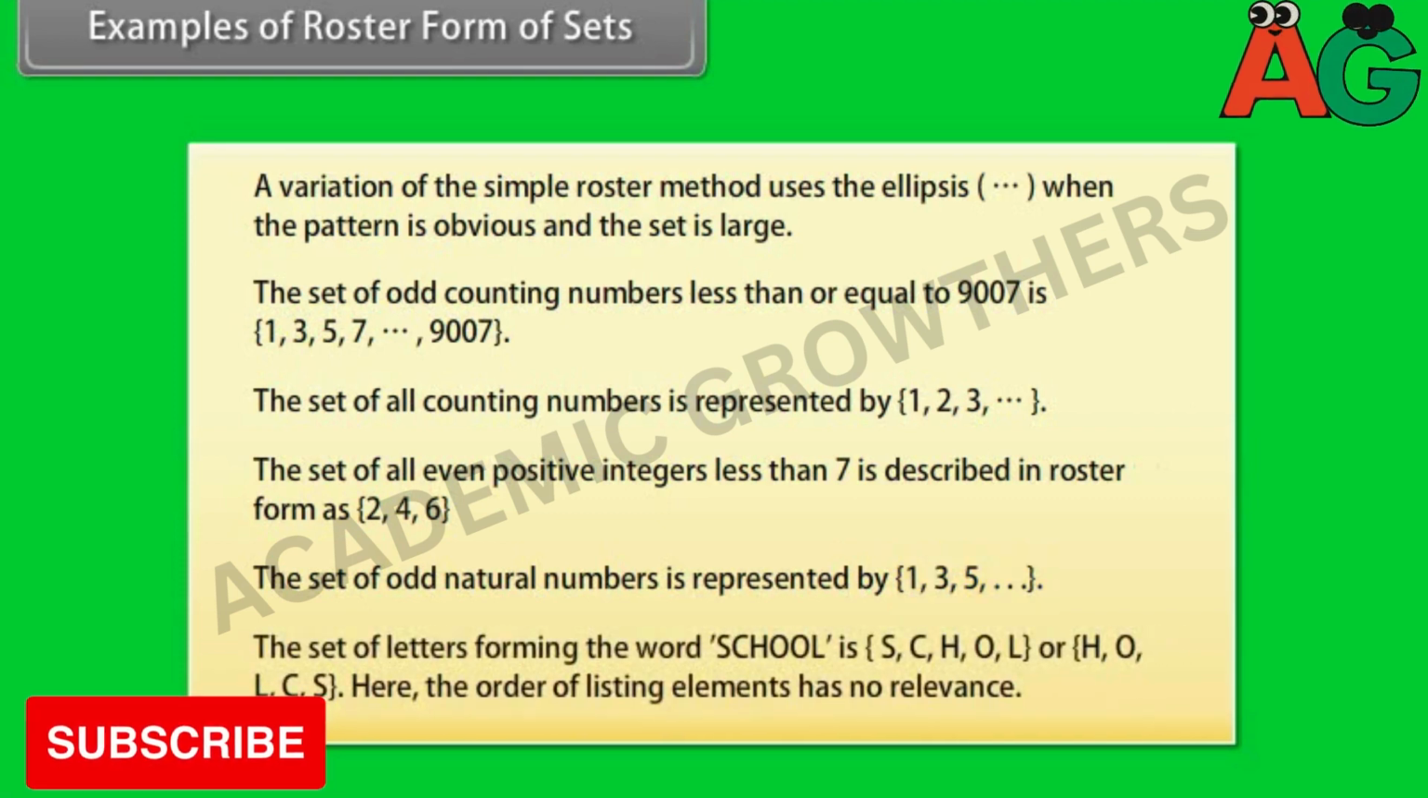The set of letters forming the word school is {S, C, H, O, L} or {H, O, L, C, S}. Here, the order of listing elements has no relevance.